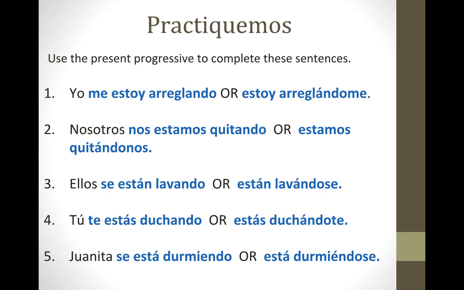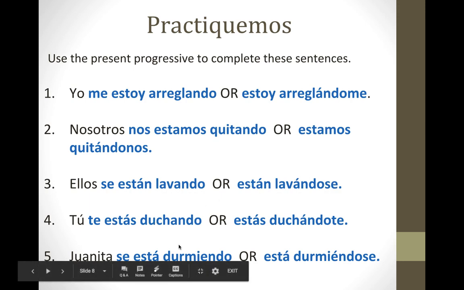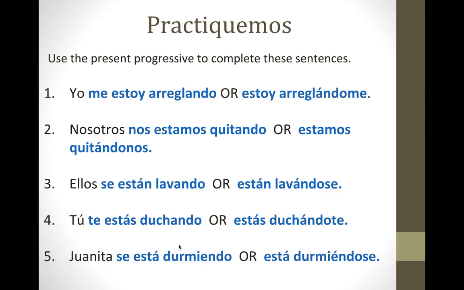Okay, number 2. We are taking off our shoes. That would be nos estamos quitando or estamos quitándonos. Number 3, they are washing their hands. You would have se están lavando or están lavándose. 4, you're taking a shower. That would be te estás duchando or estás duchándote. And then number 5, Juanita is falling asleep. Se está durmiendo or está durmiéndose.